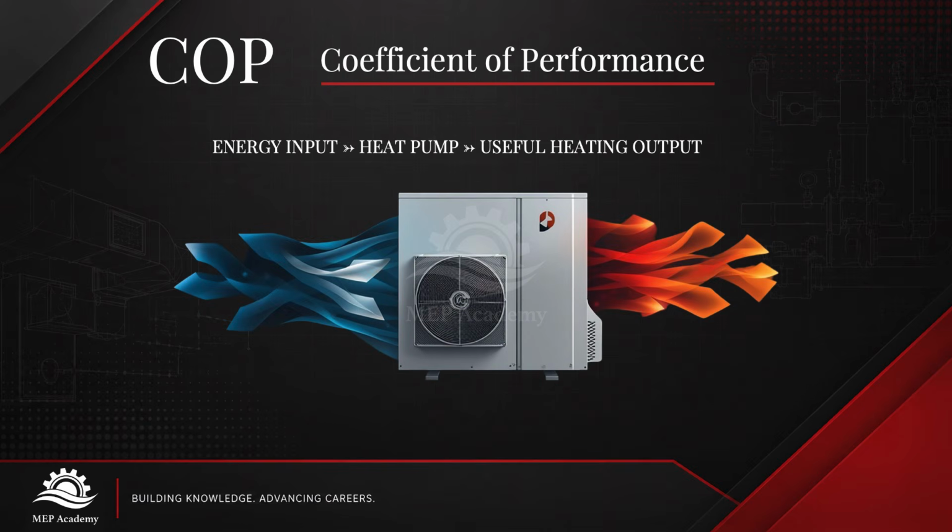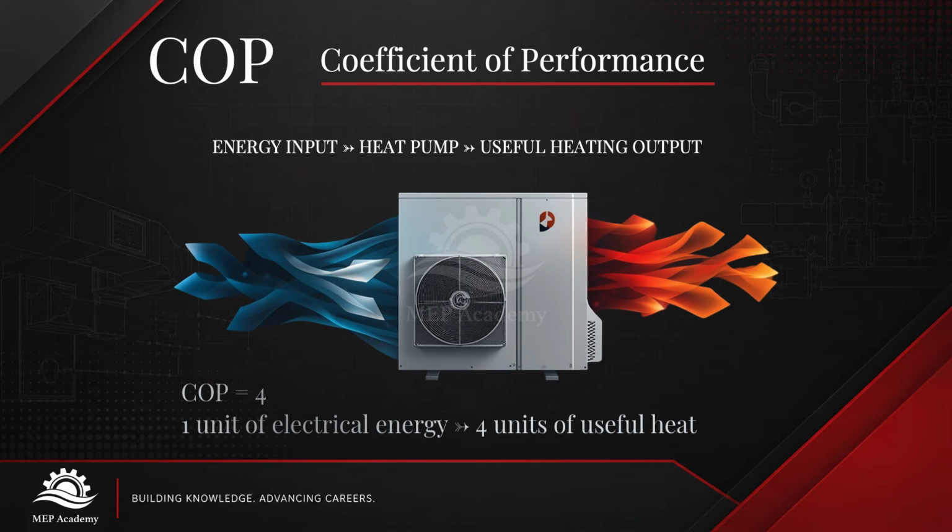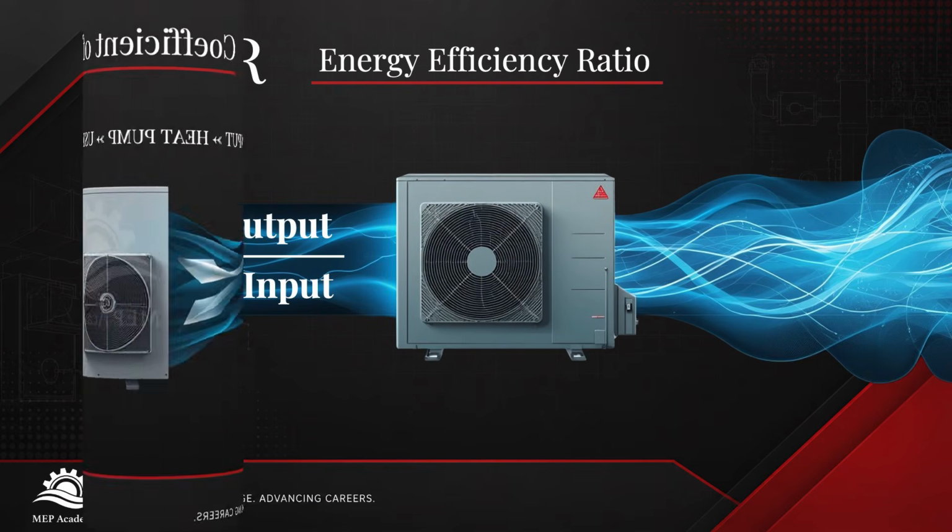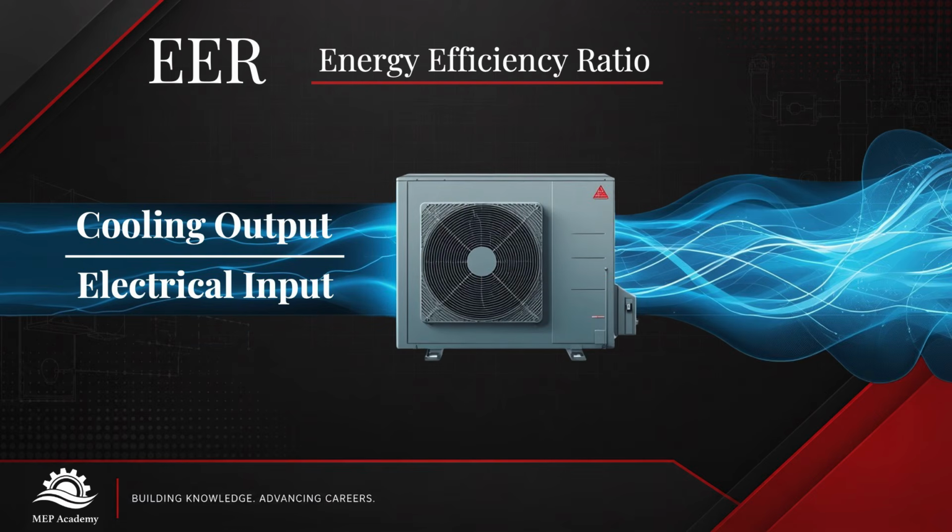Number 29. COP, coefficient of performance. COP is a measure of HVAC equipment efficiency. It compares the useful heating or cooling produced to the energy consumed, with a higher COP indicating greater efficiency under the specified operating conditions. Number 30. EER, Energy Efficiency Ratio. EER measures the cooling efficiency of air conditioning equipment at specified test conditions. A higher EER indicates that the equipment produces more cooling for the electrical power it consumes.